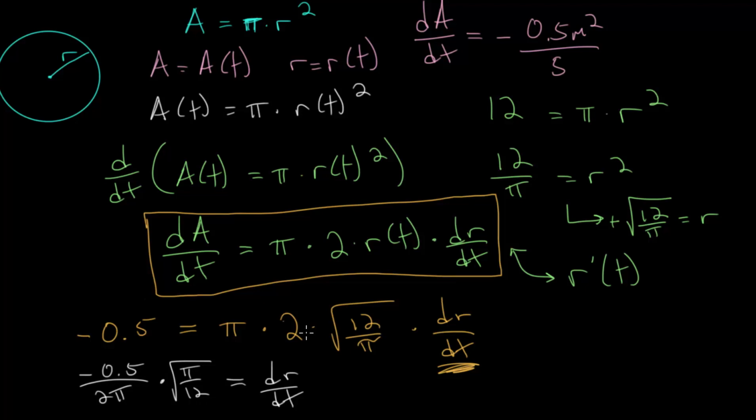And of course, if we want this as a decimal, we can compute this left-hand side to find that the rate of change of the radius with respect to time is minus 0.04071, so we'll just say minus 0.041, and this will be meters per second, since the radius is in terms of meters and time is in terms of seconds.